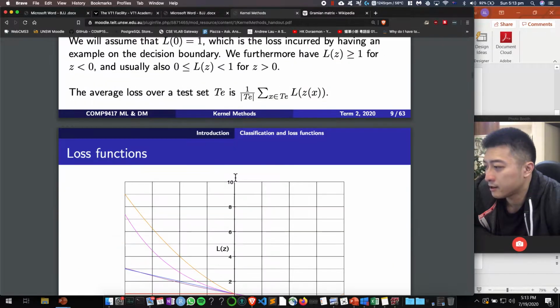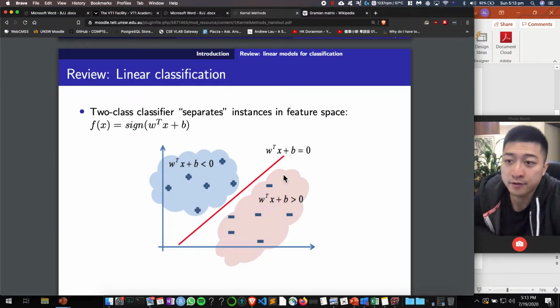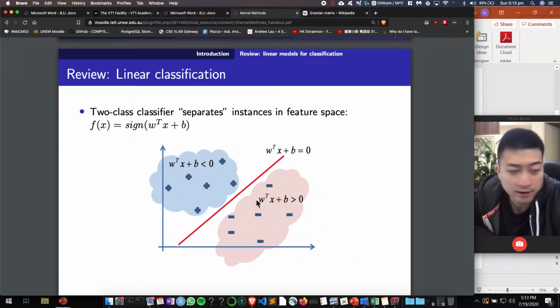Let's talk about this in the context of a linear classifier first and foremost. Hopefully we are somewhat familiar with this setup where we have two classes, a positive class and a negative class, and we want to find some way to separate the two and create some sort of classifier so that if there's some new instance, we can create our prediction as to whether it's positive or indeed negative.